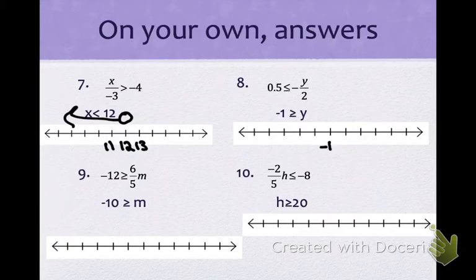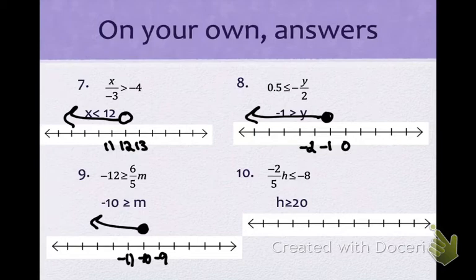Number 8, I'm going to do -1, 0, -2. Closed circle over the -1, and I want y to be less than that or equal to that. Number 9, I'm going to use a -10. -9, -11. Closed circle over my -10. I want m to be less than, boy, I got a lot of lessons. And on number 10, I'm going to use 20, 21, and 19. I want a closed circle above my 20, and I want h to be a number greater than that.